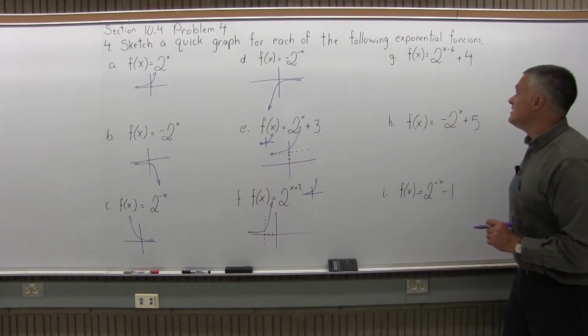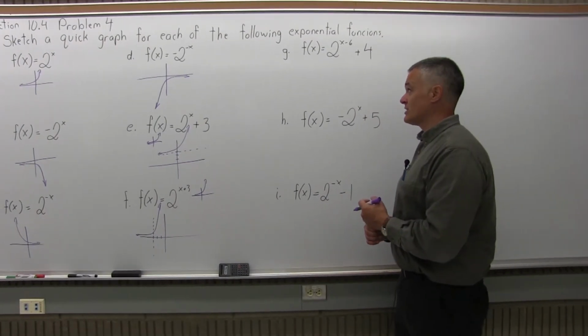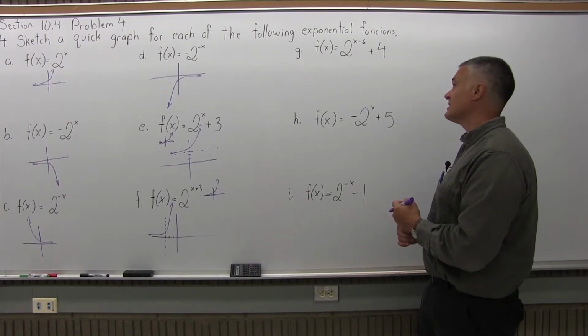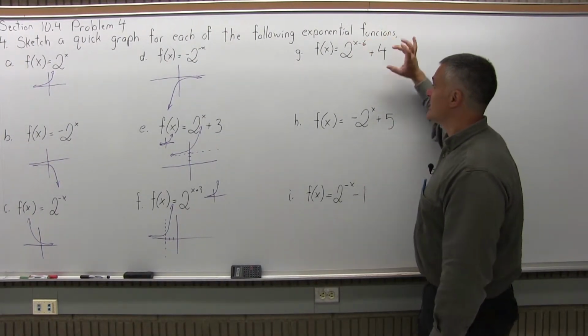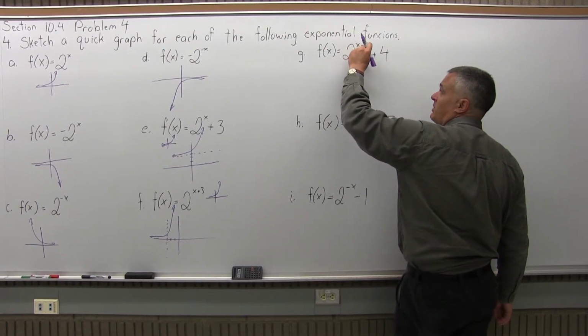And now G, you have both a horizontal and vertical shift. G says graph the exponential function f of x equals 2 to the x minus 6, plus 4. So the minus 6 is in the exponent and the plus 4 is not. So you have a positive base, positive exponent.